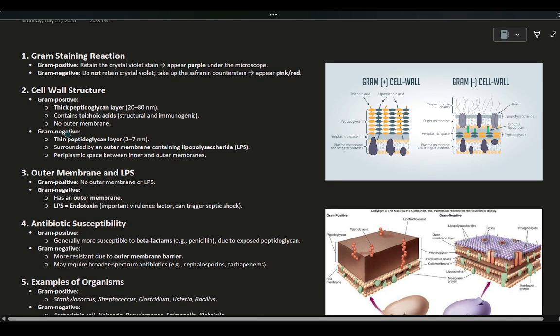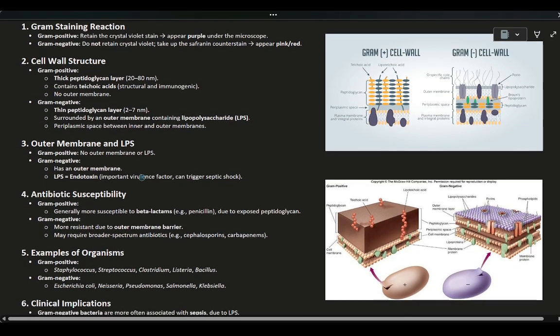For gram-negative bacteria, they will actually have a thin peptidoglycan layer. And this particular cell wall is going to be surrounded by an outer membrane containing the lipopolysaccharide, or LPS. And that is, once again, the outer membrane, as we can see over here. Therefore, there will be a periplasmic space between the inner and the outer membrane.